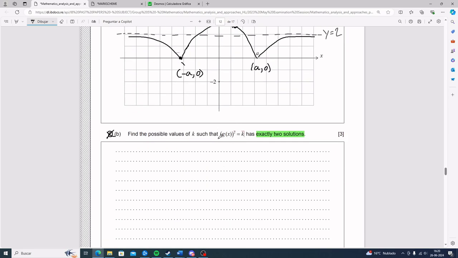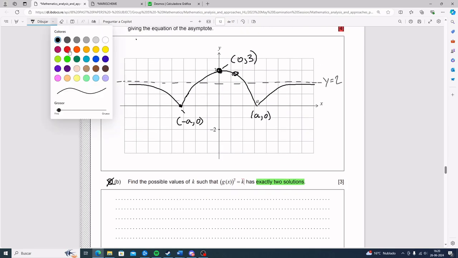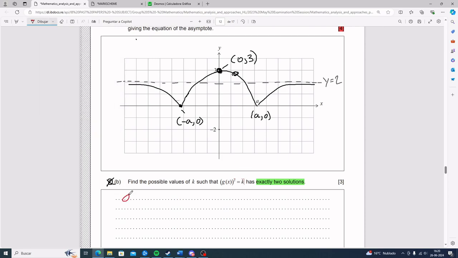And so here, we will do the exercise not with it being squared, but just thinking that g of x equals k, where two solutions. Okay? And so how the heck would you even answer this? So, first things first.